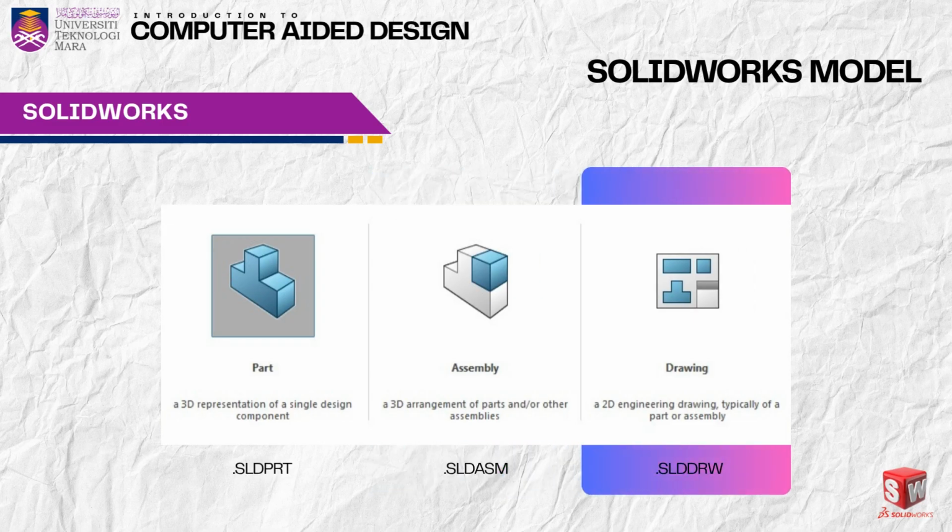The third and final file type is the drawing file. A drawing is a 2D representation created from a part or an assembly. It provides the technical details required for manufacturing, such as dimensions, tolerances, annotations, material specifications, and multiple views: front, top, side, and isometric. These drawings act as blueprints or instruction sheets that guide fabricators or machinists in producing the actual physical product. Drawing files are saved with the extension .slddrw.